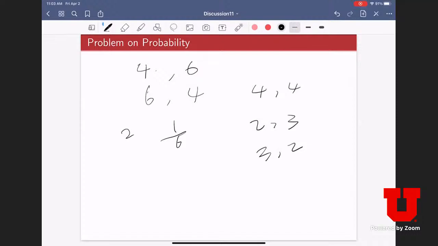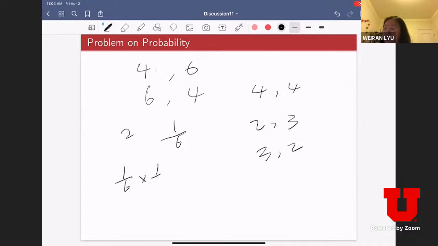Well, we can do that math right now, right? To get a 4-4, it's 1/6 times 1/6 because they're independent events. But to get the combination 2-3, we have 1/6 times 1/6 plus 1/6 times 1/6, right? I'm saying that you cannot actually use 1/6 times 1/6 because this will give you 1/36.